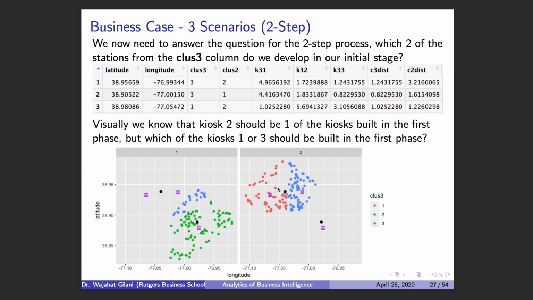But what about the other ones? We're not necessarily sure quantitatively, but visually, this looks like we should definitely build this one first, just because whether it's 2 or 3 kiosks, it looks like there should always be a kiosk in this location, right? It looks like a toss-up between these two right here.